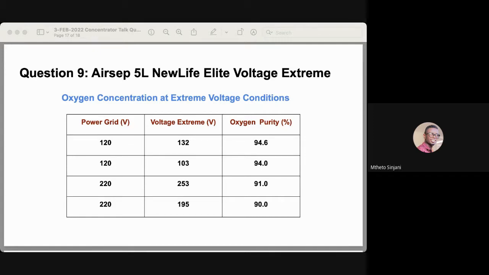So for instance, an Airsep light rated 120 watts or 230 watts, the purity is affected when you have extreme voltages, as you can see on the table there. And then the second problem with extension cords is that they have a low current rating. So if you are connecting multiple concentrators on one extension cord, you end up either blowing the fuse or burning the extension cord wire.